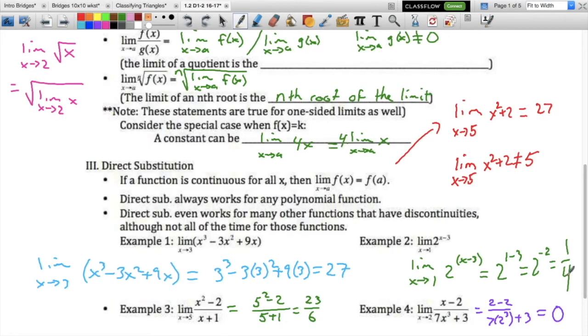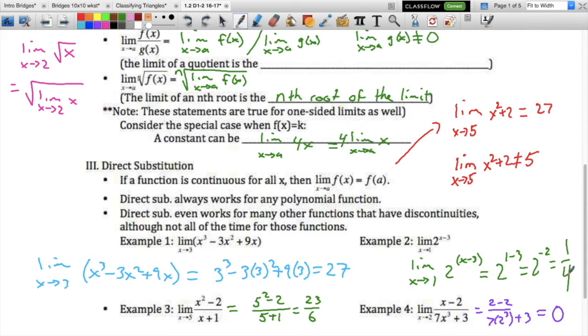Direct substitution is going to be your easiest way to evaluate limits. However, you can't always use direct substitution. Direct substitution is for continuous functions. Not all functions are continuous. In fact, because we're in a chapter on limits, most likely they will not be continuous, because they want you to know how to do all these different rules.